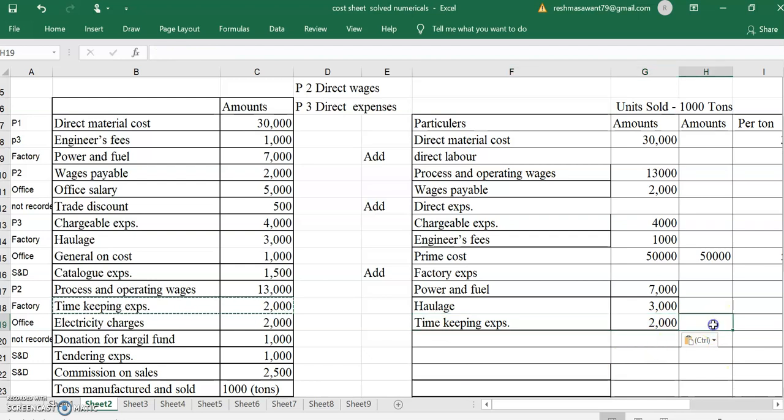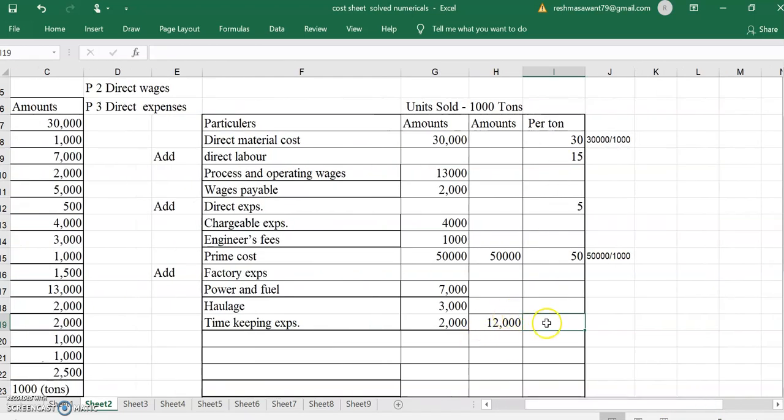There will be a total of 12,000. Factory expenses of rupees 12,000. Total per ton is rupees 12 per ton: 12,000 divided by 1,000 tons. Per ton value, rupees 12 per ton.